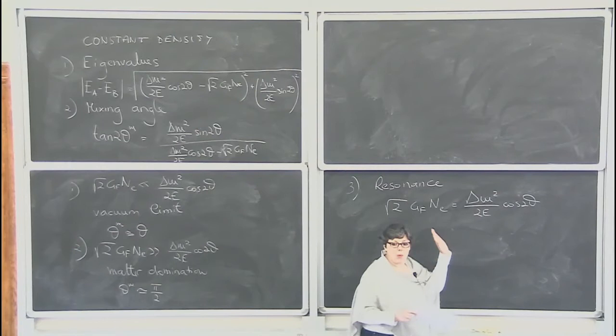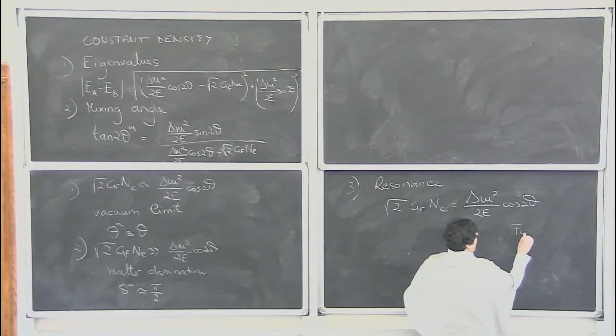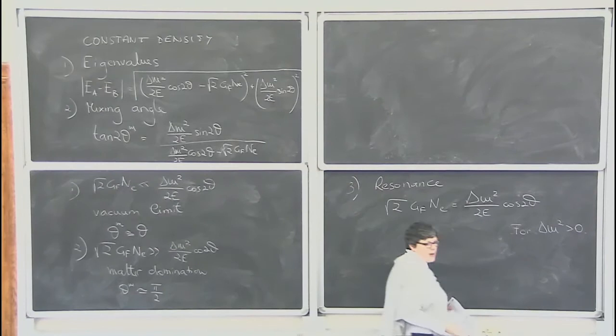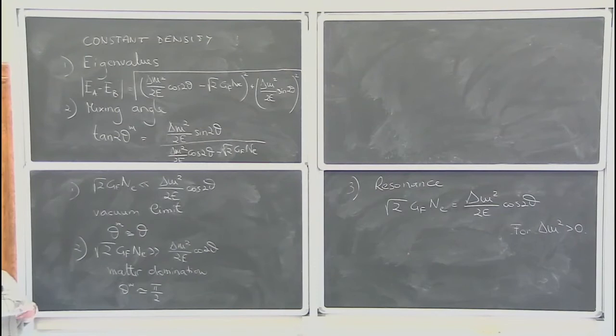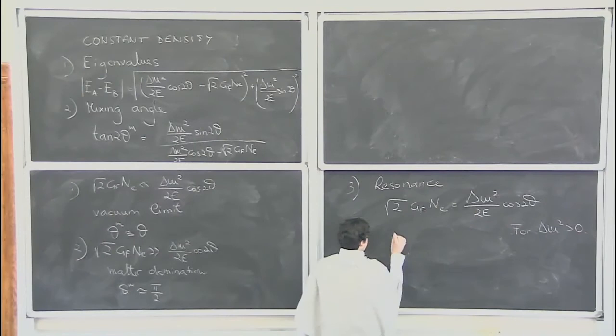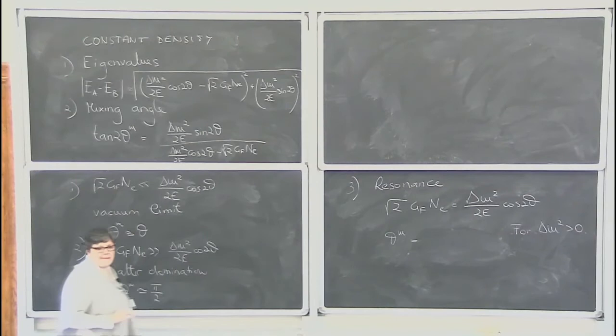Now, what happens when you have an equality? Let me say that this requires delta m squared to be positive. It's not a mass squared, it's a mass squared difference. So it depends on whether m1 is bigger than m2 or m2 is bigger than m1. So what happens in this case? What is the mixing angle? Pi over 4, right? Pi over 4.